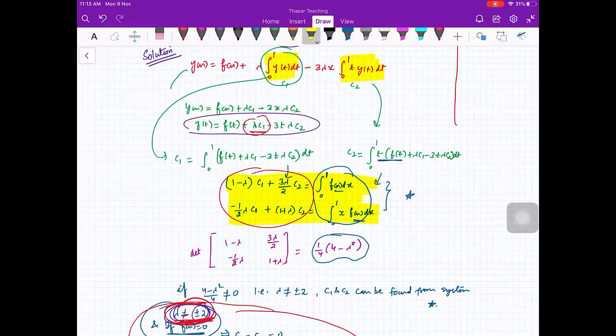Okay then, thank you everybody, I'll see you tomorrow. Please start revising this integral equation and I will send you the problems also. I will send you a lot of questions so that you can attempt at least whatever questions come from this in your UGC exam.